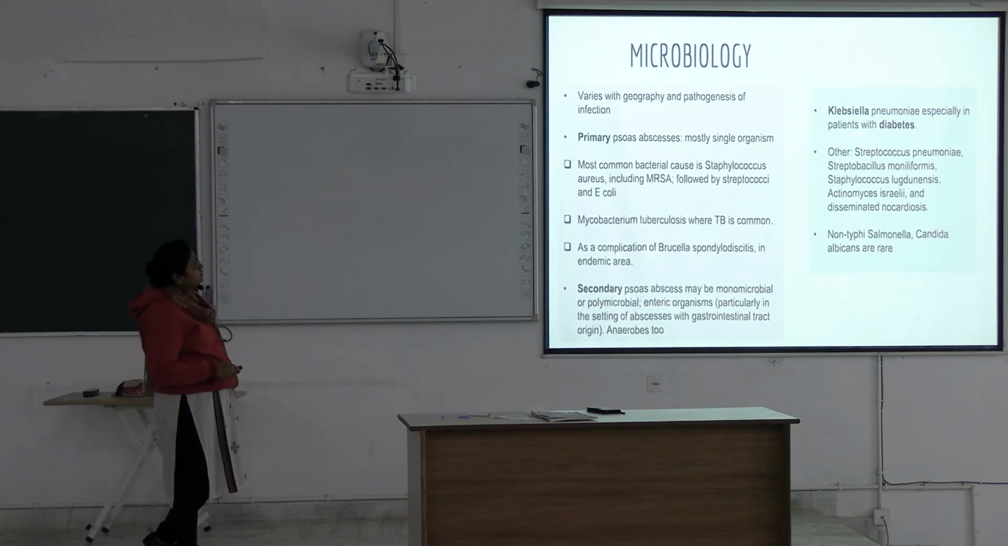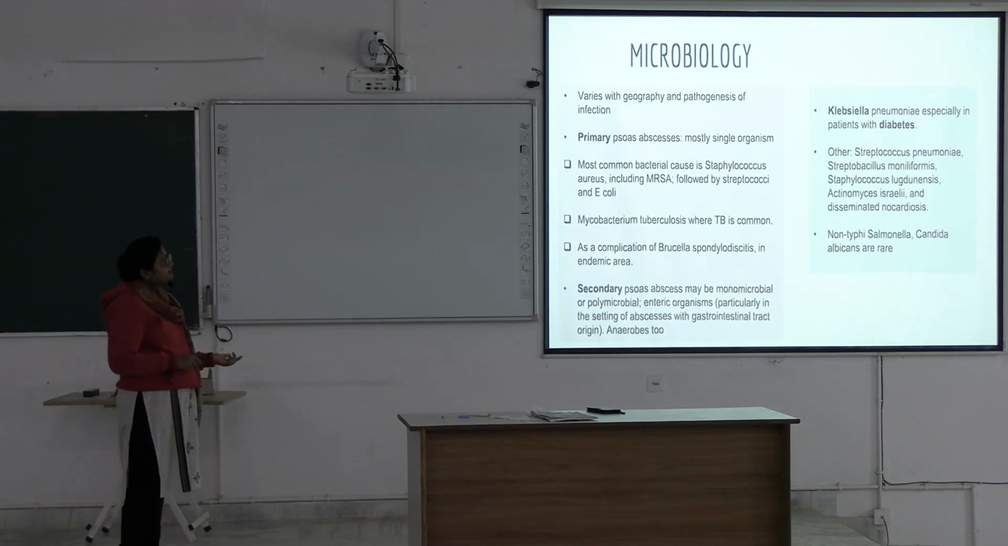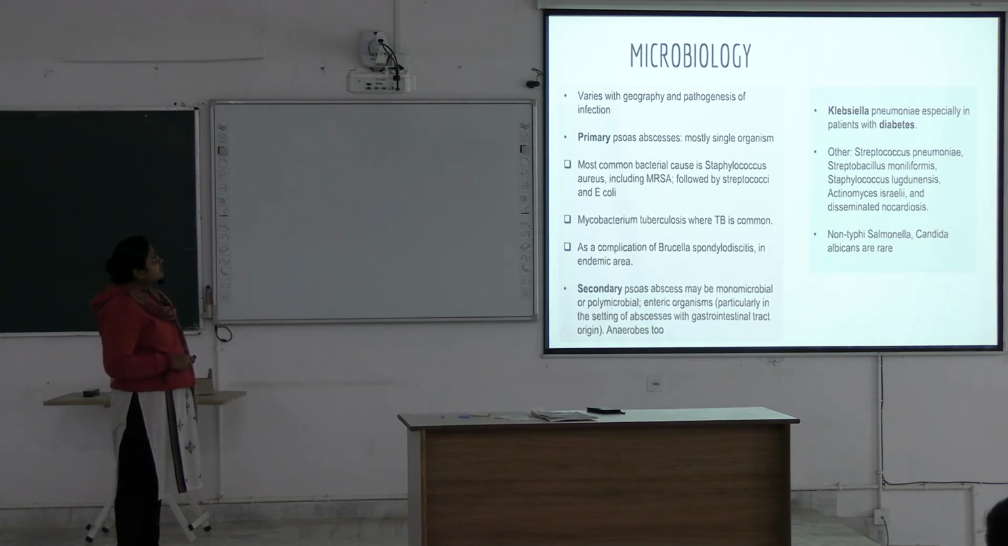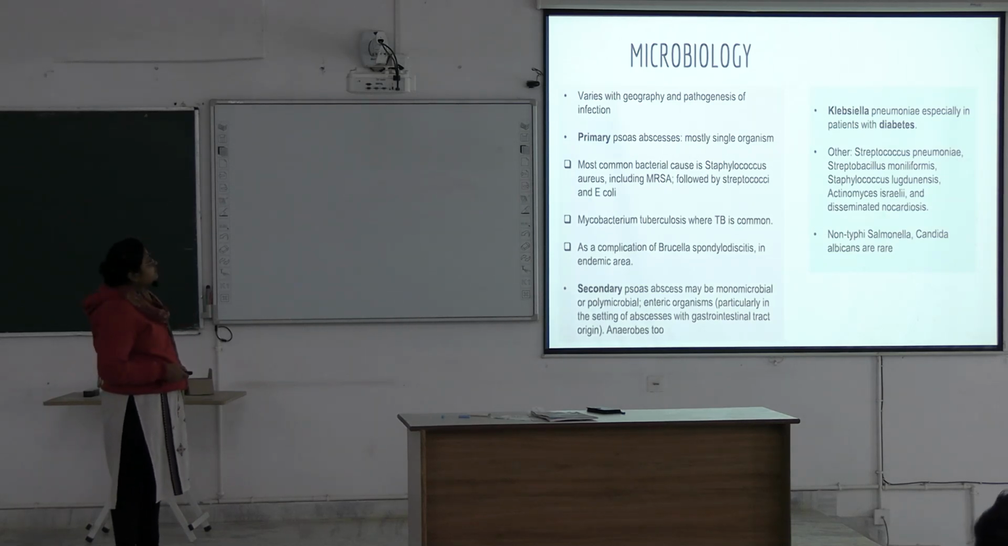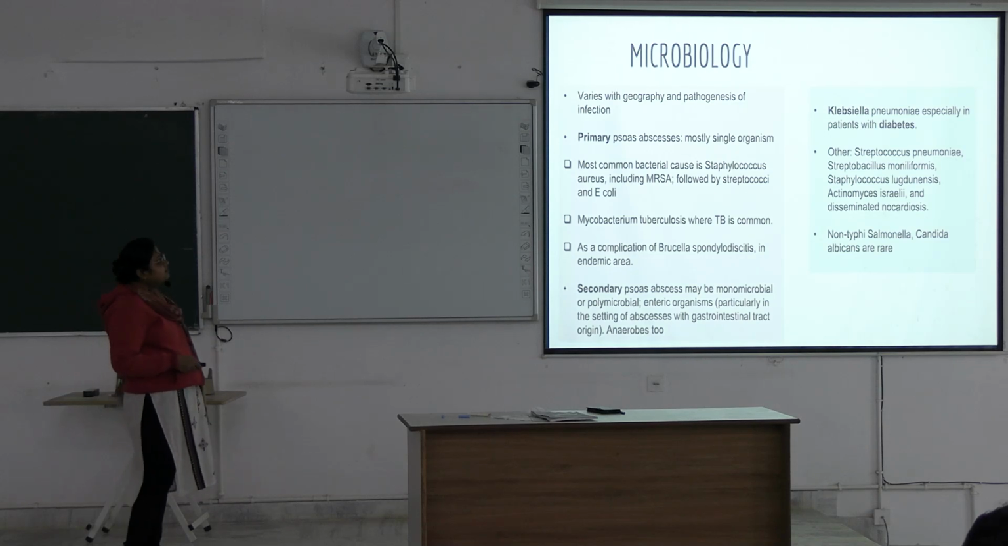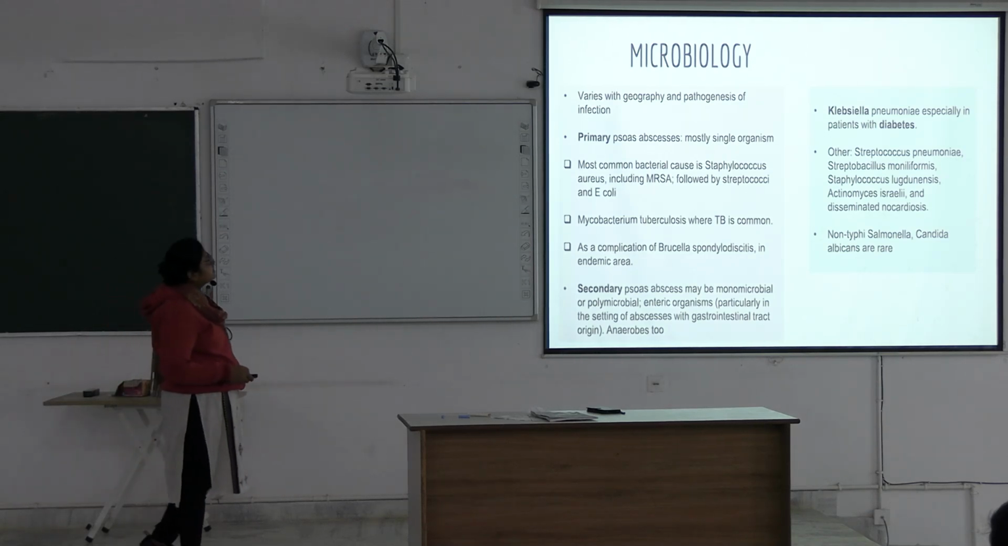So this is important for your viva. You will read it in your microbiology also. Klebsiella pneumoniae is more common in diabetes. A primary cause is mostly Staphylococcus aureus. So these are the microorganisms involved in psoas abscess.